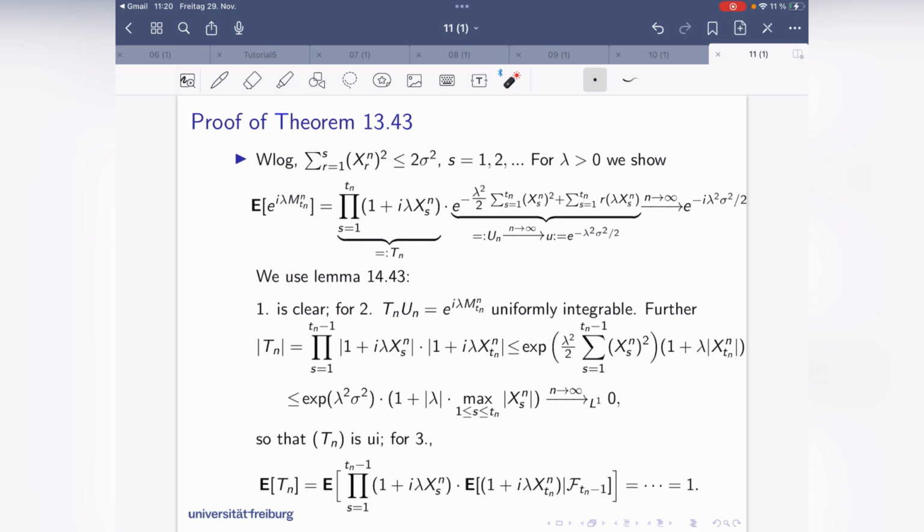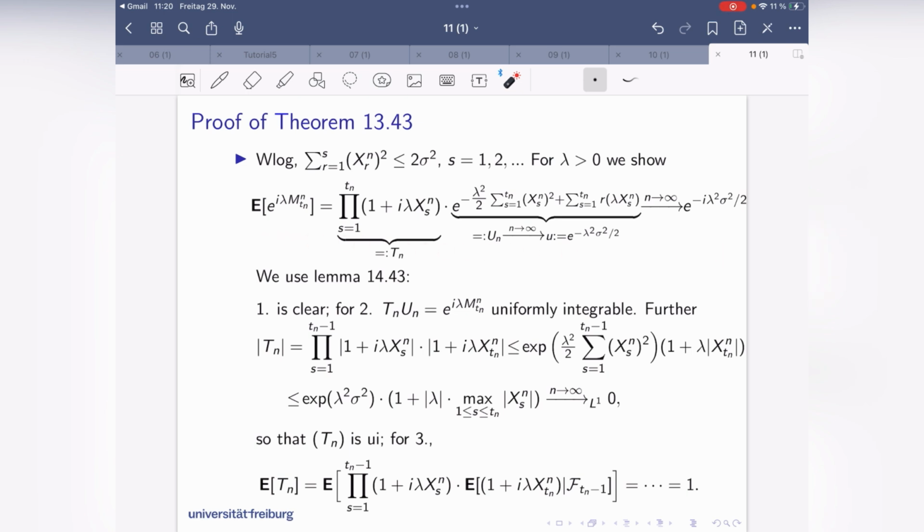First of all, I will assume that this here holds. Otherwise, I have to restrict something. That works very similarly. That's written in the manuscript. And we are going to show this here.